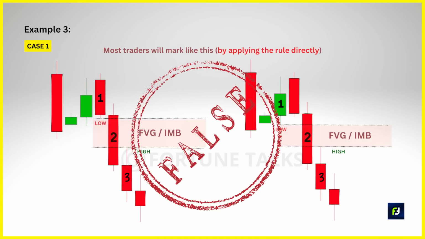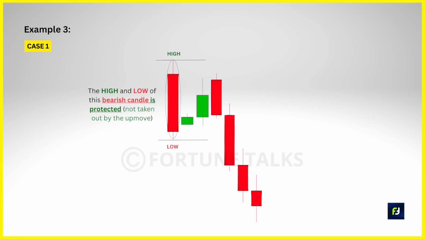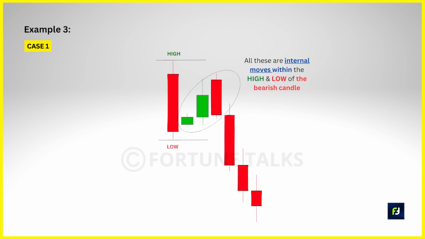And why is it so? If you look at the left side, there is a bearish candle before this up move, and you will notice that the high and low of this bearish candle is protected, meaning that the candle's high and low are not broken by the up move. So if the market creates anything between the high and low of this bearish candle, all those moves are considered as internal moves only. So in such scenarios, first of all, you have to check if the previous candle's highs and lows are broken or not. Then only you have to number the candles as 1, 2 and 3.